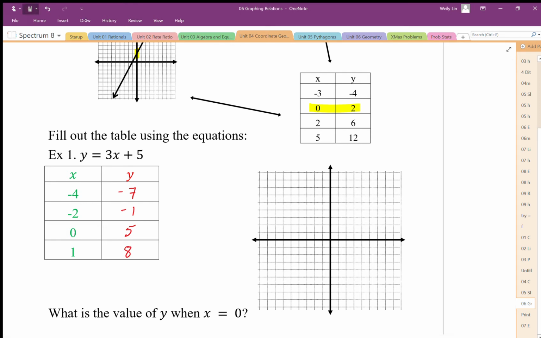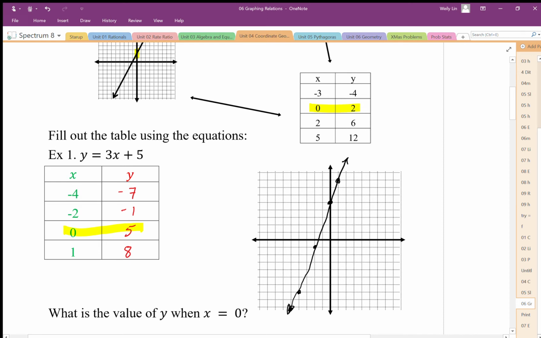I'm going to start at the starting point. It's always good to have that starting point of 0. So at 0 we get y equals 5. When x is 1, y equals 8. When x is negative 2, y is negative 1, and so on for negative 4. So that is giving us a straight line. That straight line is caused by a constant ratio or a constant rate or a constant slope.